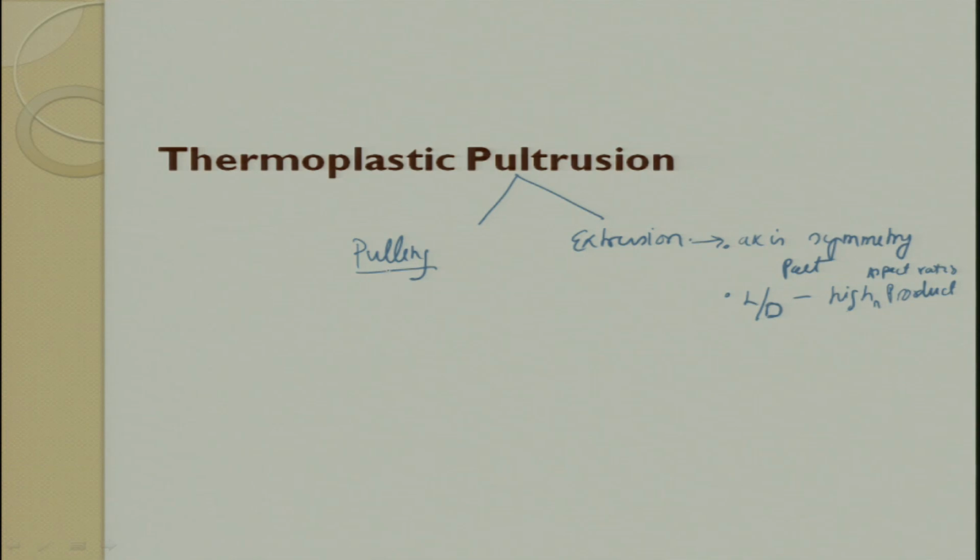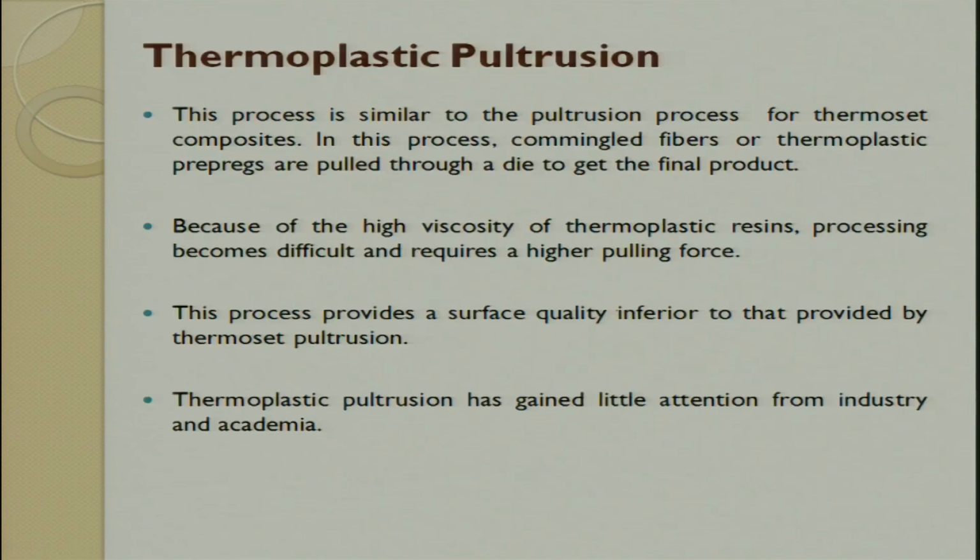So, pulling, why? Because to have a proper consolidation of TP and reinforcement. So, because of that we try to have these two, so that you can balance it out. So, this process is very similar to that of pultrusion which we studied in Thermoset process. The fibers or the thermoplastic prepregs are pulled through a die to get the final product.